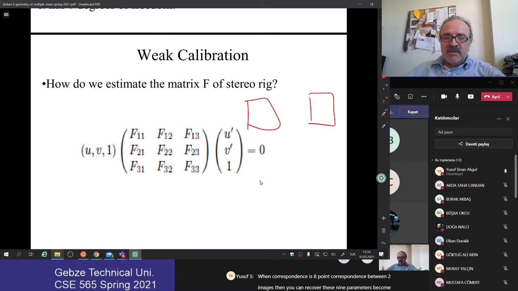Okay, tell me, there are nine unknowns, but we say that eight equations are enough to find these nine unknowns. How could this happen? Can anybody tell me why? We are saying that there are nine unknowns in a fundamental matrix, but we are saying that eight equations should be enough to find these numbers.